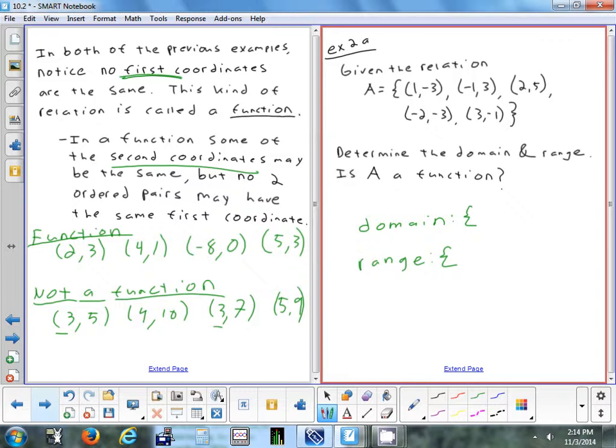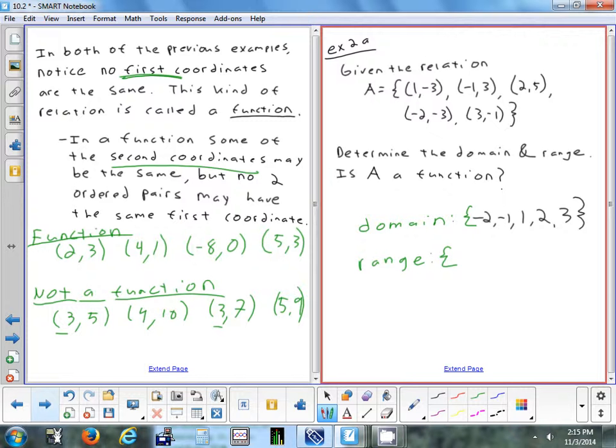Okay, Ryan, what's my domain here? So yep, you said 1, that's in it. What else? 2, yep. 3. Anything else? Yep, -2. Anything else? And -1, good. Guys, when Mr. Hager was doing that, what did you notice when he was writing them down? He put them in order. You put the commas, good, right? Isaiah said you put them in order from lowest to highest.